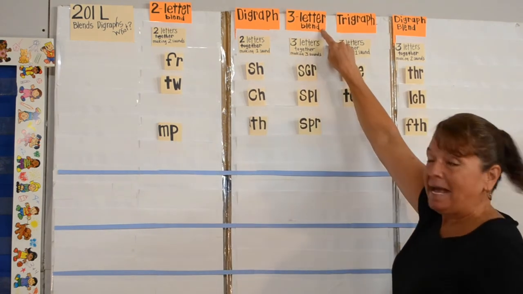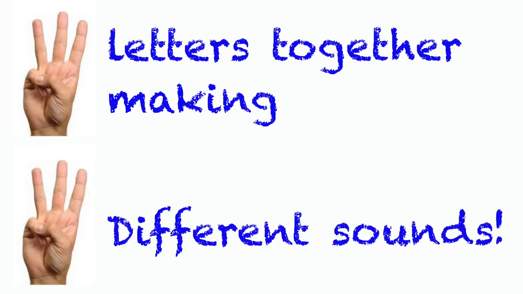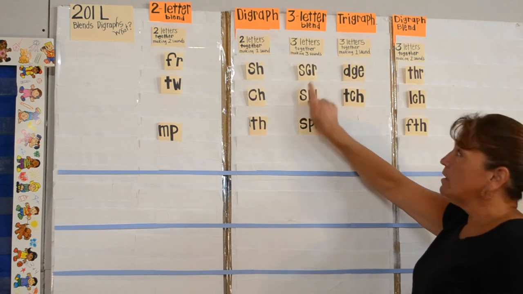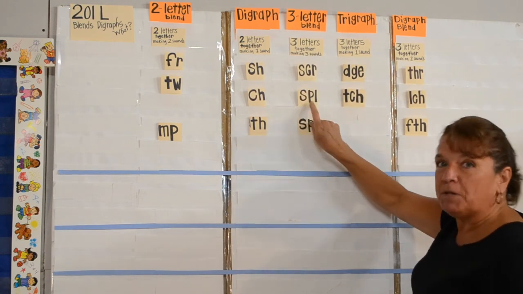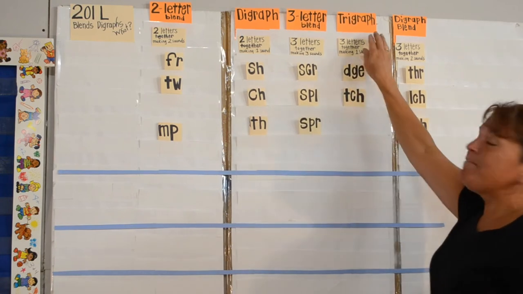The three-letter blend is three letters together making three different sounds. Skr, skirt. Spl, spool. Spr, spur.